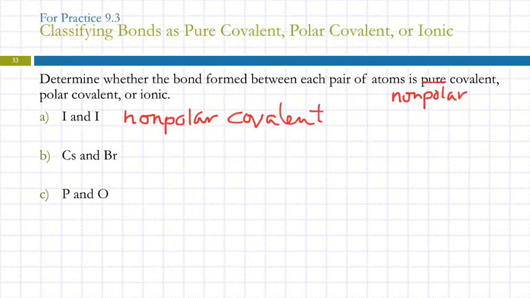How about cesium and bromine? Ionic. Why? Metal, nonmetal. Phosphorus and oxygen. Polar covalent. Two nonmetals, but they're different. Okay?